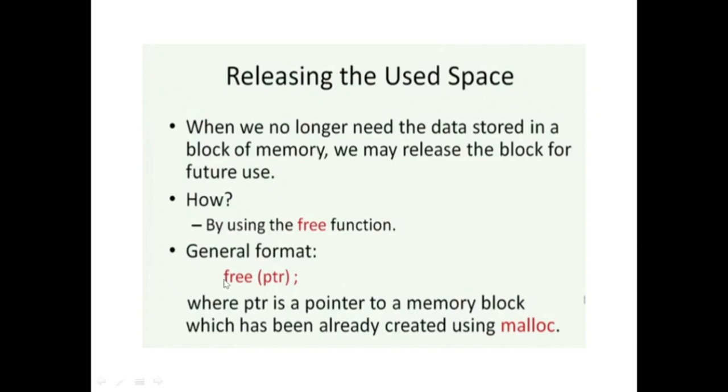by using the free function. So when we no longer need the data stored in a block of memory, we may release the block for future use. How are we going to do that? By using the free function. The general format is free(pointer), where pointer is the pointer to a memory block. All we have to do is pass the pointer that has been returned by the malloc function as an argument to the free function, and that complete memory block will be freed from dynamic memory allocation use, and it will rejoin the heap space.